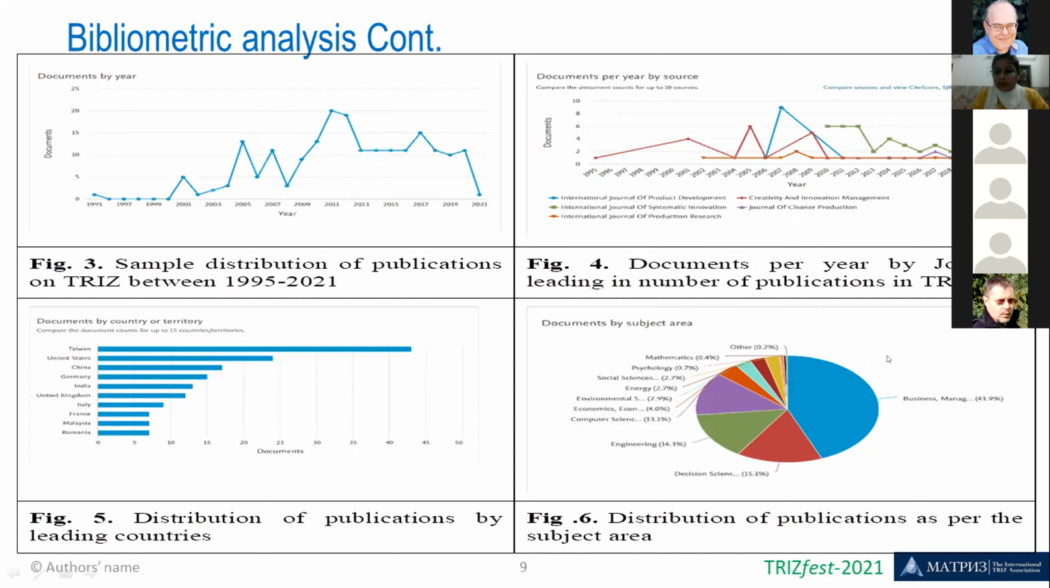And this was about the distribution of publications as per the subject area. Because this is based on the business and management area, most of the papers are related to business and management, and the rest of the papers are related to psychology, mathematics, social science, energy, environment, engineering. Engineering is the most prevalent and the most dominant subject area in the field of TRIZ, and business and management papers are still lacking.